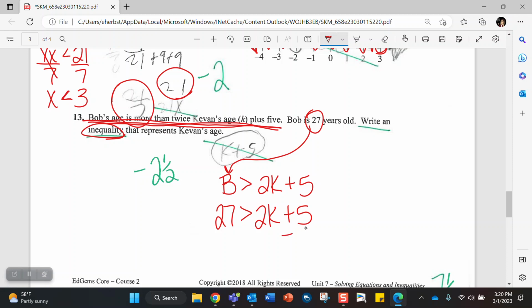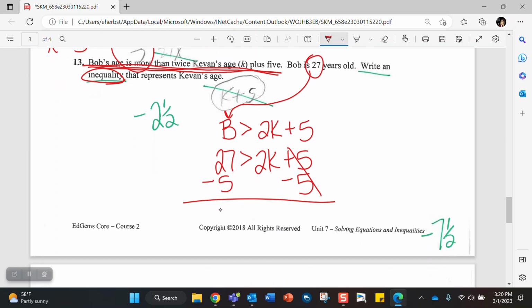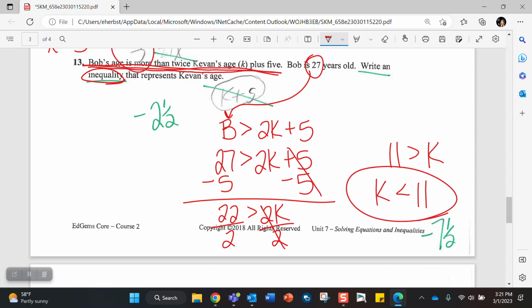And then we wanted students to solve this. So subtracting 5 from both sides, and I'm going to run out of room here. I'm going to scroll a little bit. This is 22 is greater than 2K. Divide by 2. 11 is greater than K. So it says write an inequality that represents Kevin's age. We do talk about writing the variable first. So Kevin is less than 11 years old. We don't actually know how old he is, but we know that he's less than 11. So that was the correct answer there. Some students did actually get the right answer, just didn't write an inequality, but for the most part, that was just a tougher one for kids as well.